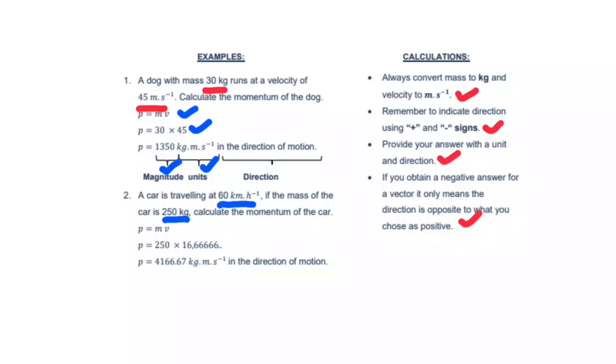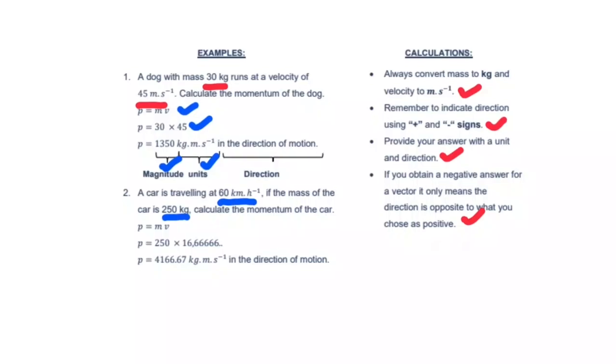And we need our velocity to be in meters per second, not kilometers per hour. So we need to convert that 60 kilometers per hour to meters per second. How do we do that? We divide by 3.6. If you divide by 3.6, you're going to get 16.66666, 6 recurring. So if your velocity is in kilometers per hour, you divide by 3.6 to convert it to meters per second. That's all you have to do, right?